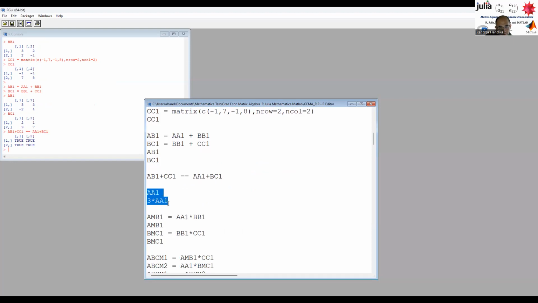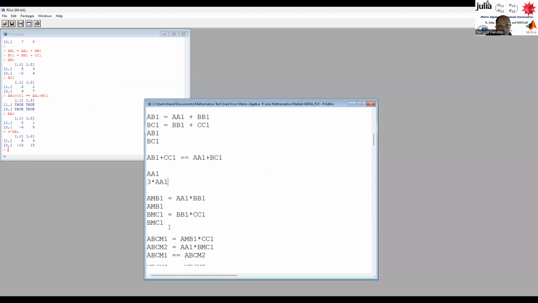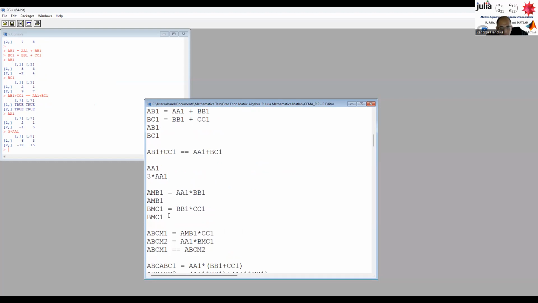So matrix A and 3 multiply A. So you can see scalar is the scalar multiplication. So, and then AB, so you can see this is the example. So AB multiplied C, sorry, AB multiplied C equals A multiplied B and C first. So this is, you can see this is the properties of multiplications.